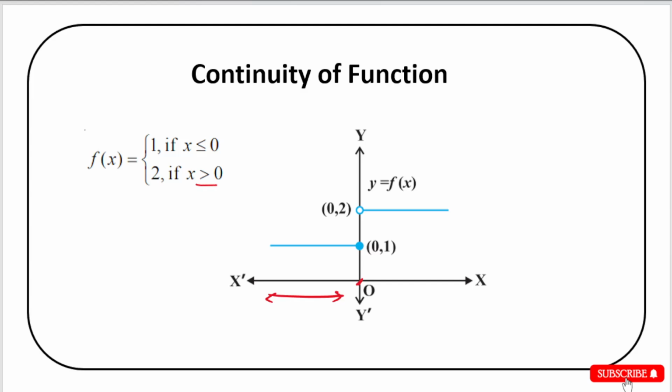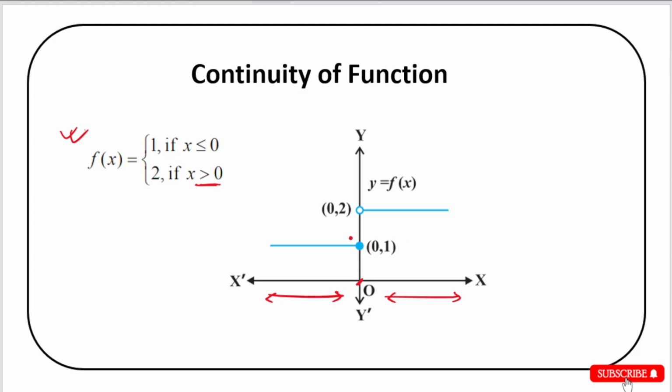But as soon as x is greater than 0, that is this portion, what happens? The functional value becomes 2. So it starts from here. It is a discontinuous point because at the point 0 the value is 1 and not 2. So it will be an open circle and then the graph looks like this. So this is the blue graph you have for this function.